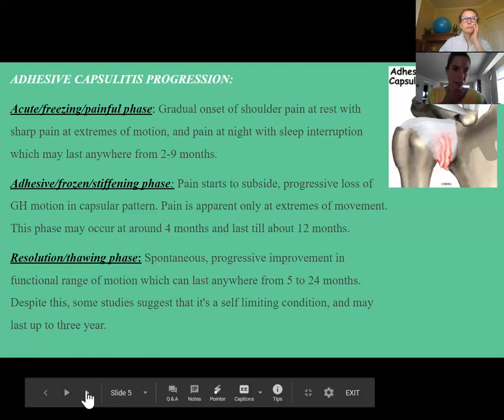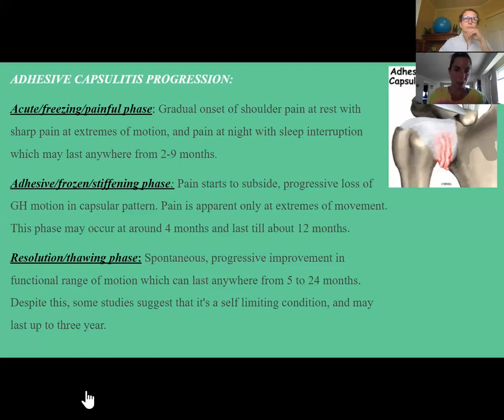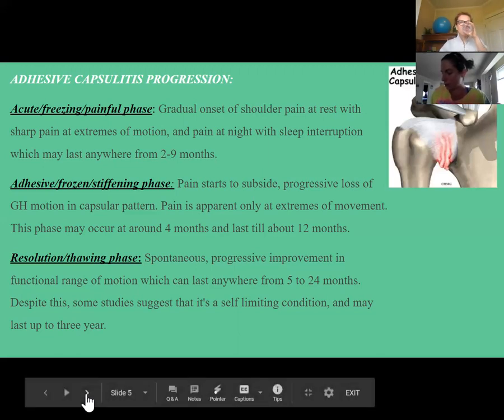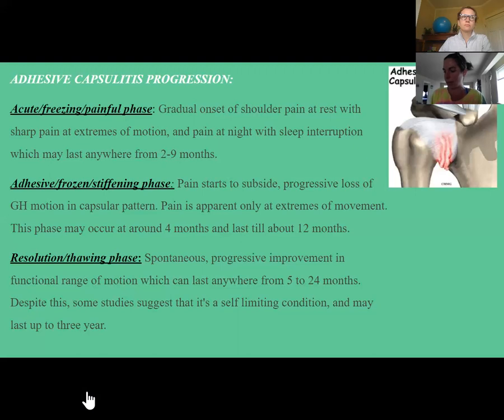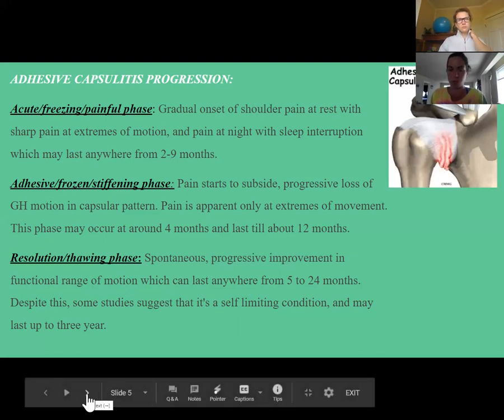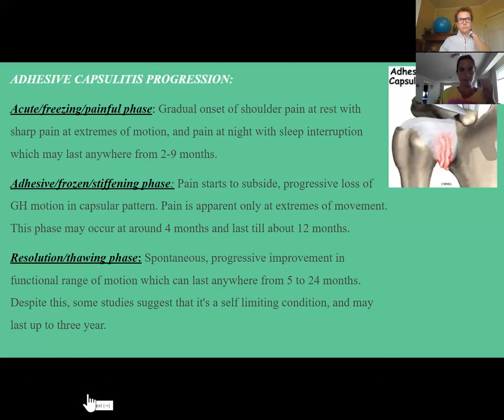And the last stage is resolution, a spontaneous progressive improvement in functional range of motion. There have been a lot of contradicting studies about this. Some studies said that there is this improvement in functional range of motion, whereas other studies showed severely restricted motion and profound loss of function that remain due to the scar formation in the joint capsule, and this can last up to 3 years.